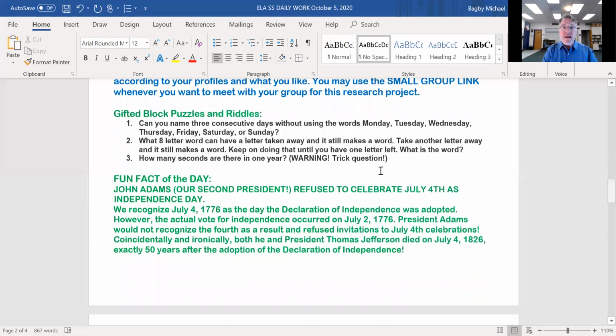So I've decided to go back and add the gifted block puzzles and riddles. Can you name 3 consecutive days without using the words Monday, Tuesday, Wednesday, Thursday, Friday, Saturday, or Sunday? Yes. Riddles, remember, are like trick questions. What 8-letter word can have a letter taken away and it still makes a word? Take another letter away and it still makes a word. Keep on doing that until you have 1 letter left and it's still a word. What word can you do that with? That's a difficult one. And how many seconds are there in 1 year? That is a trick. That's definitely a trick question.